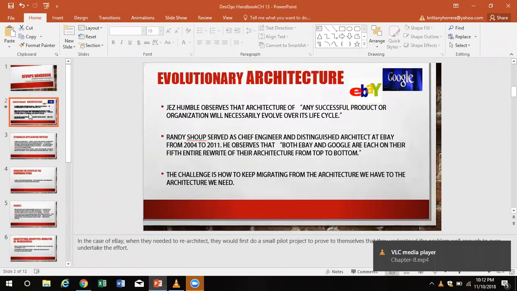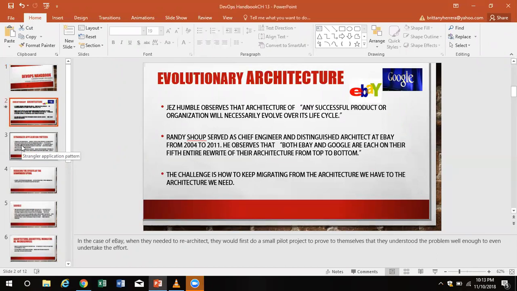All right, so let's begin. Jez Humble observed that the architecture of any successful product or organization will evolve over its life cycle. And Randy Shoup, who worked at eBay and Google, observed that both eBay and Google were each on their fifth entire rewrite of their architecture from top to bottom. The challenge is how to keep migrating from the architecture that we have to the architecture that we need.